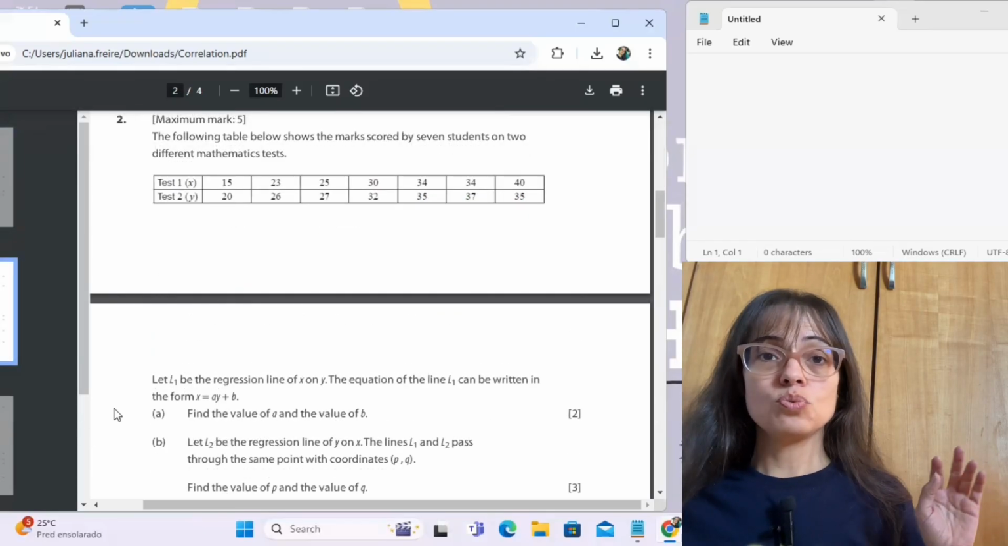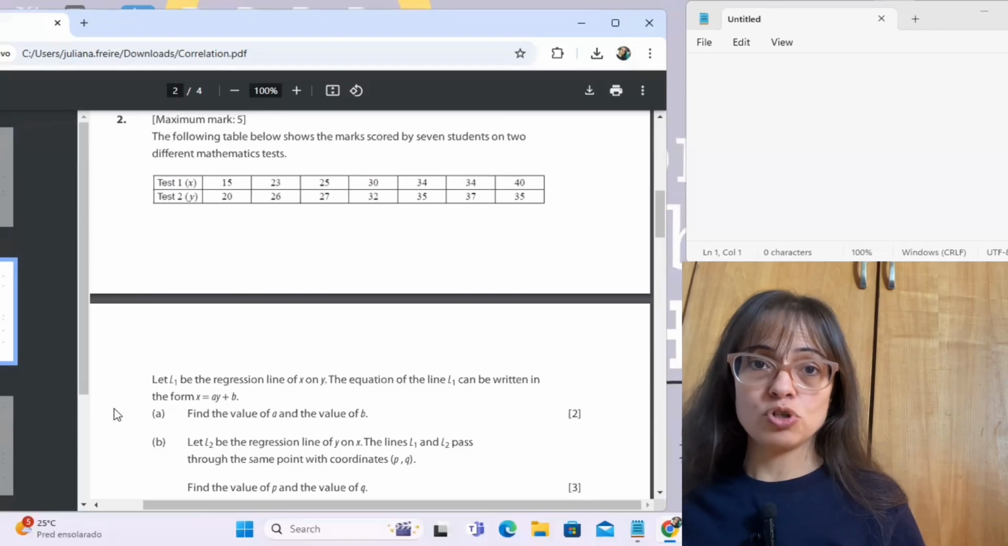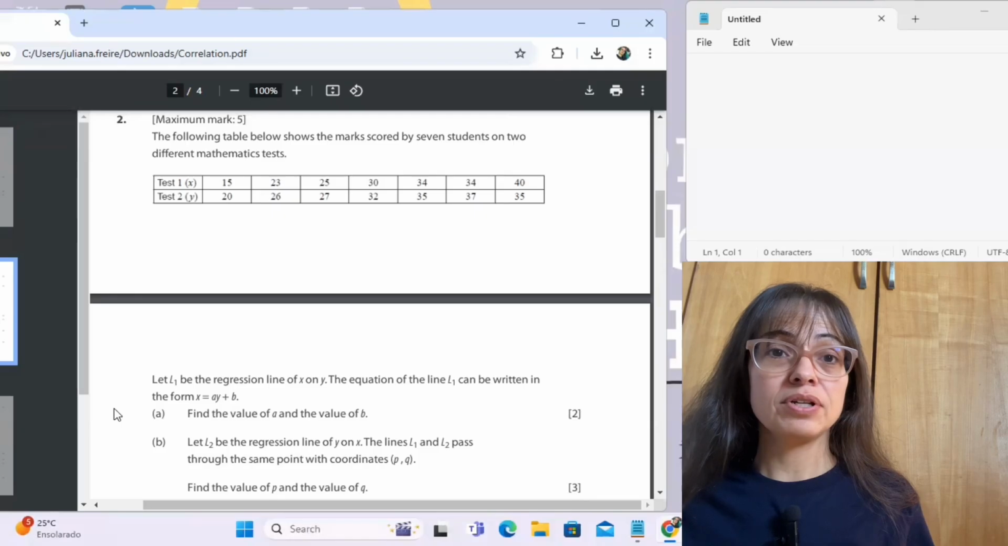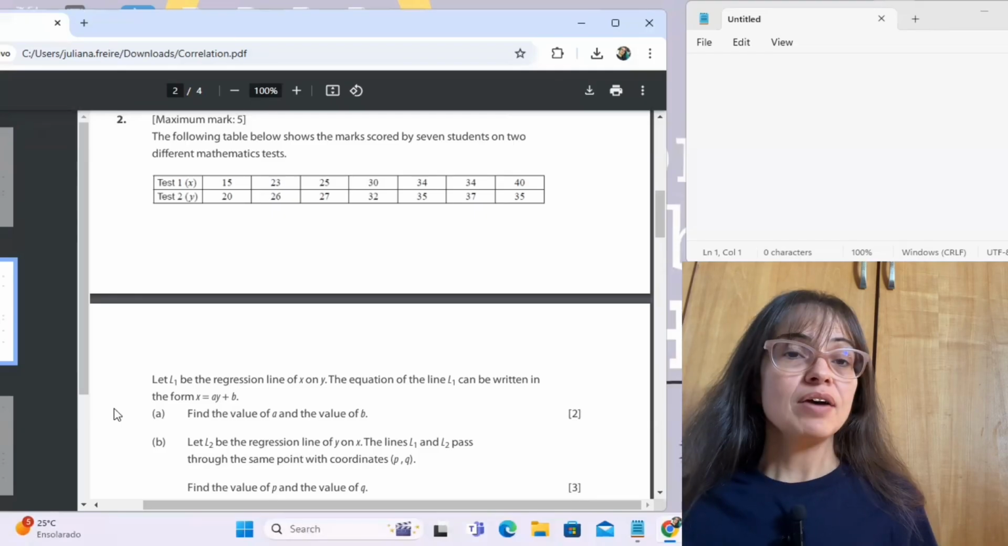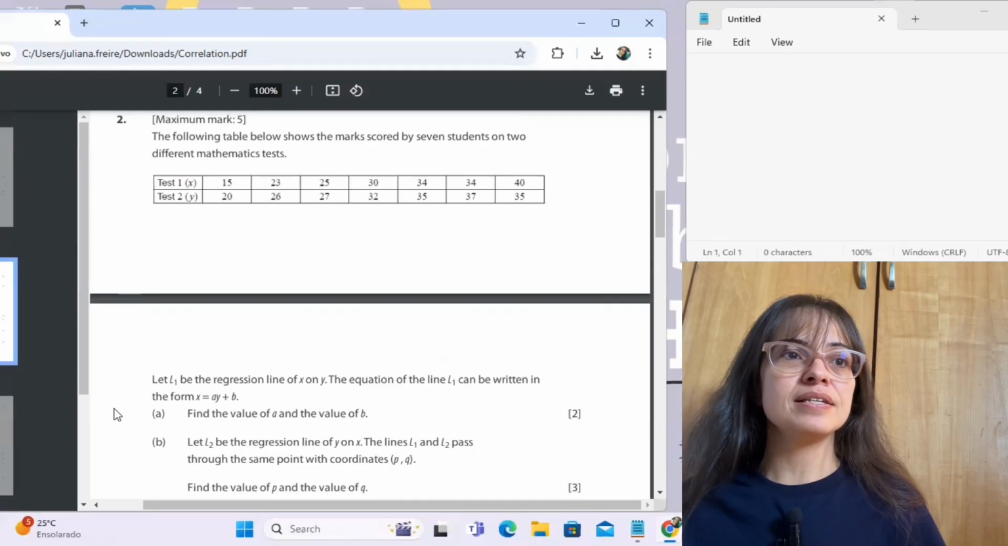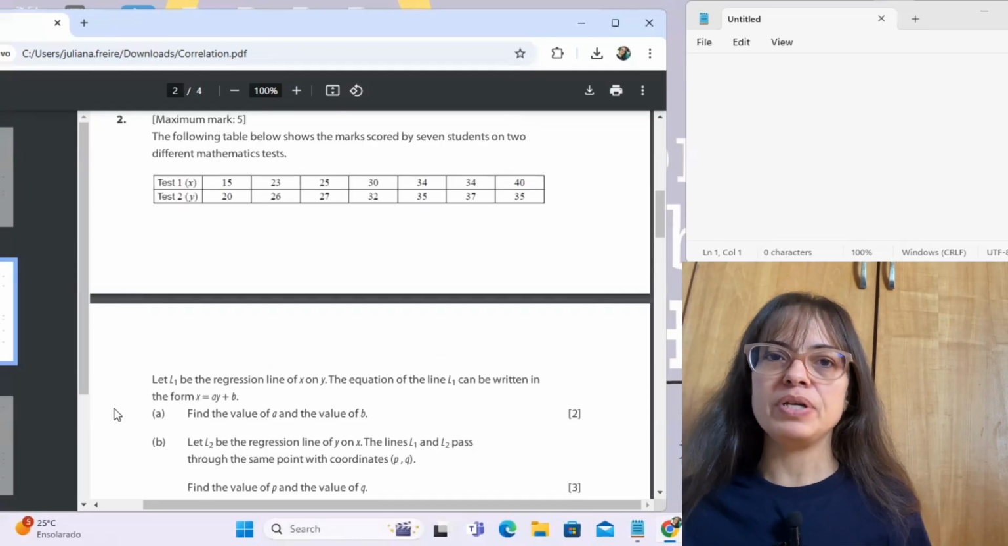Here's another question. This one looks more traditional. It is paper 2. It gives you a list of values. Starts by just asking you to calculate a line of best fit. Okay. But you have to notice that in part A, the line that he is asking you to find is x equals ay plus b.